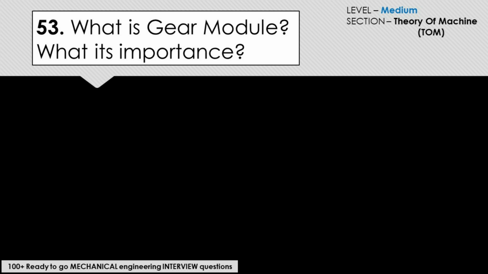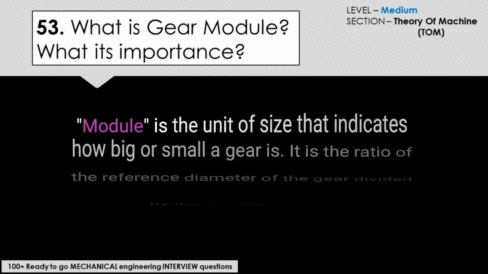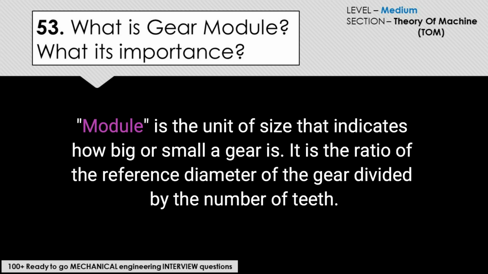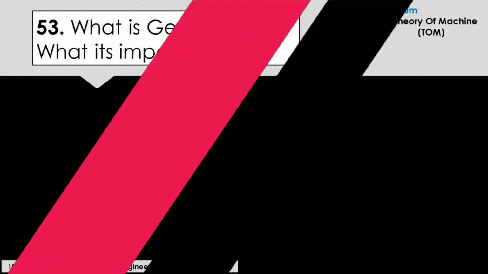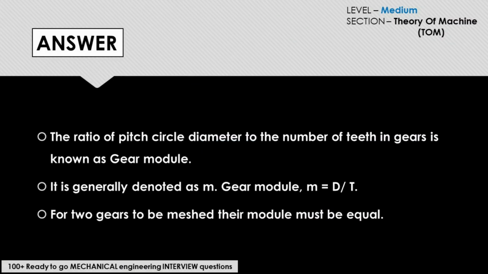What is gear module? Module is the unit of size that indicates how big or small a gear is. It is the ratio of the reference diameter of the gear divided by the number of teeth. The ratio of pitch circle diameter to the number of teeth in gears is known as gear module.